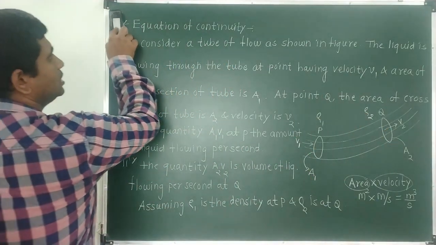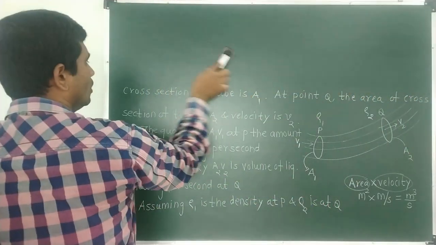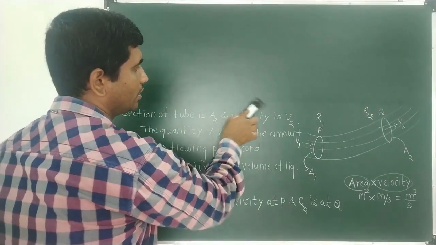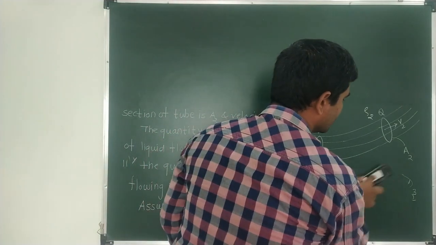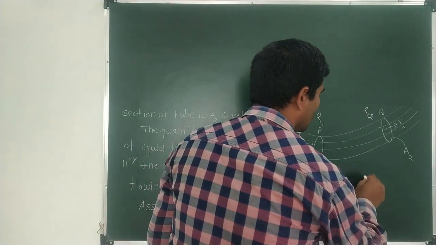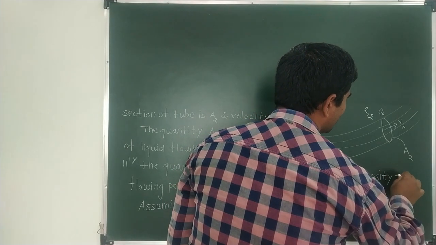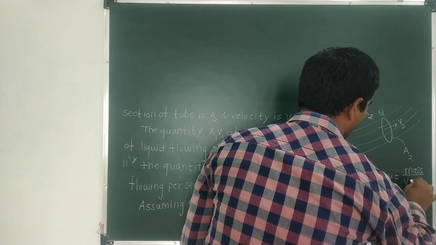Now see, what we have to consider here is this. We are assuming here that the liquid has a different density at point P and point Q. If I consider this, what is the formula for density? Density is nothing but mass upon volume.